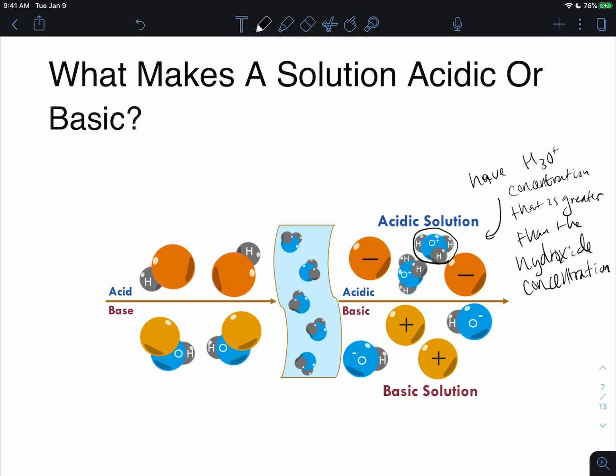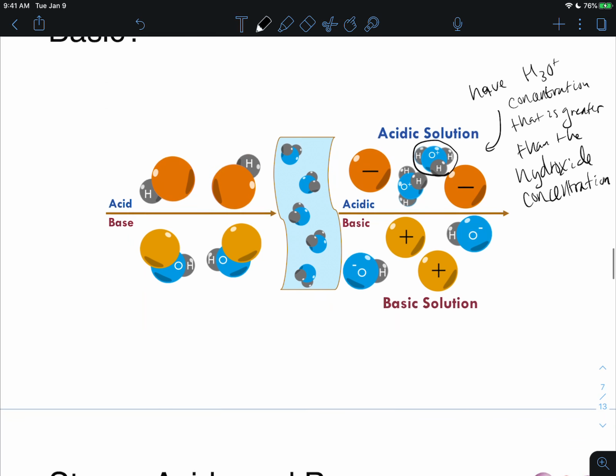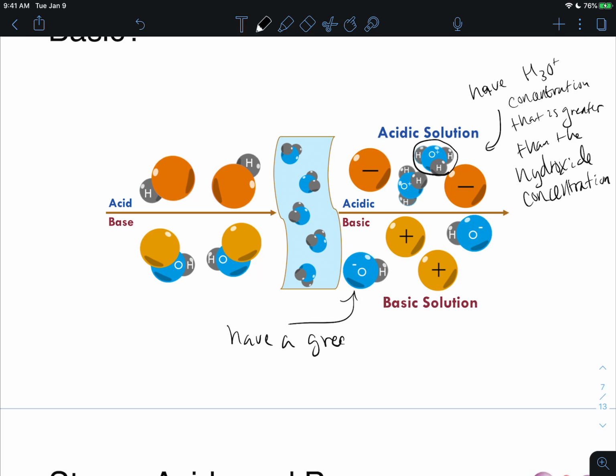There may be some hydroxide in solution, just because of natural dissociation of water. But in an acidic solution, you're going to have a greater concentration of hydronium than hydroxide. In a basic solution, you're going to have a greater hydroxide concentration than hydronium. So you're going to have more hydroxide ions in solution than hydronium ions.